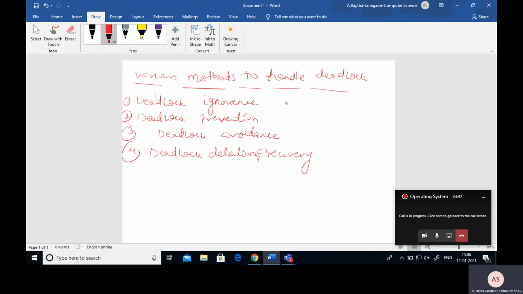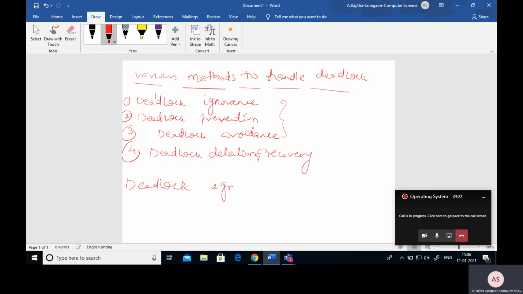Even though we take care, the deadlock may still occur. Sometimes the deadlock can be avoided, even though the deadlock is detected. So how is the deadlock identified, and after identifying the deadlock, how is it recovered? So these are the methods to handle the deadlock. First, we will discuss deadlock ignorance.